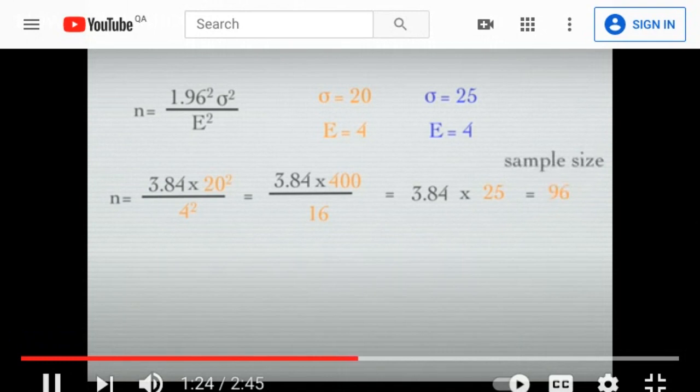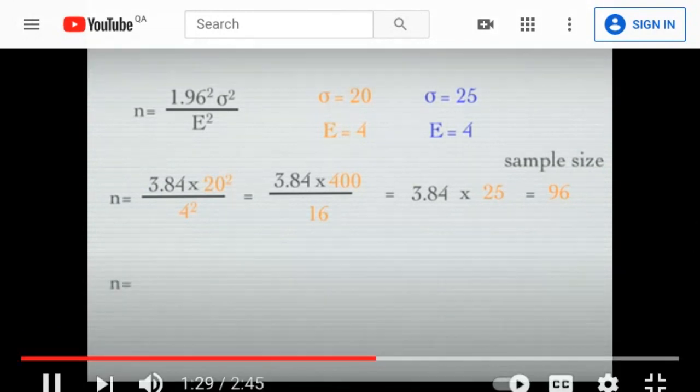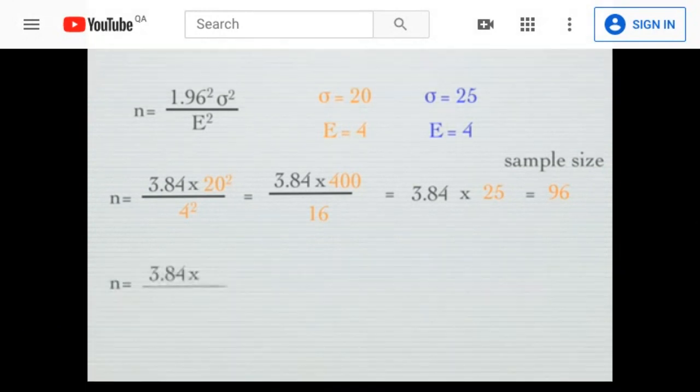Now let's redo the same problem again, but this time we'll use 25 as the standard deviation. We plug in the same numbers in the same spots.